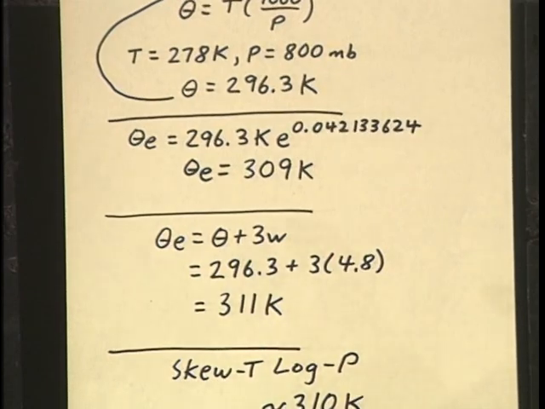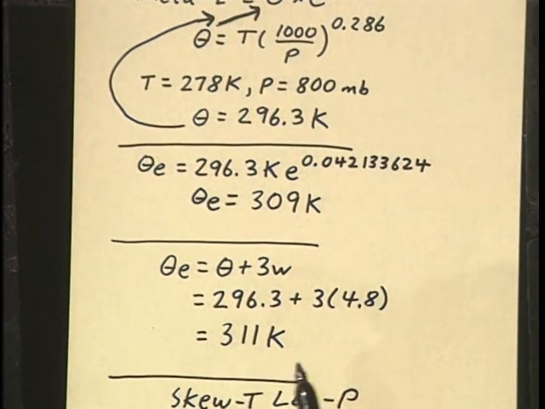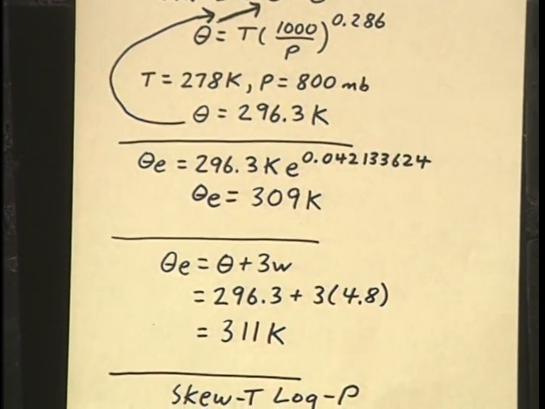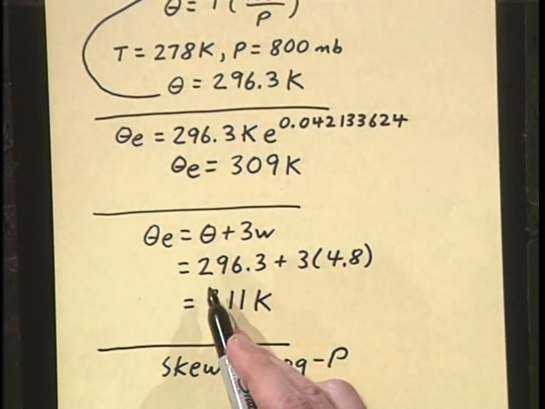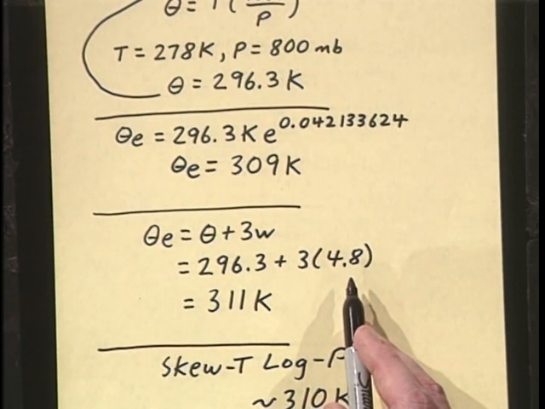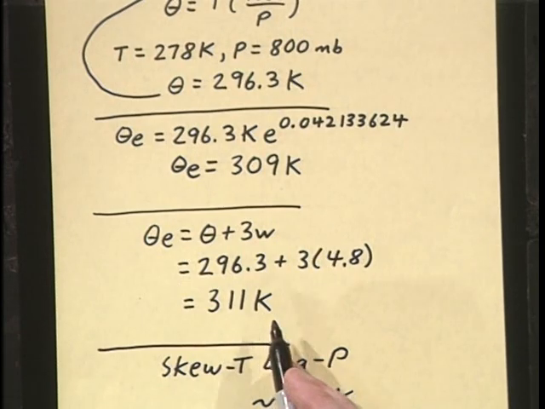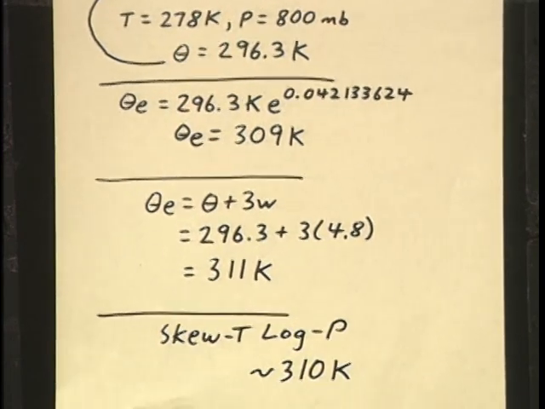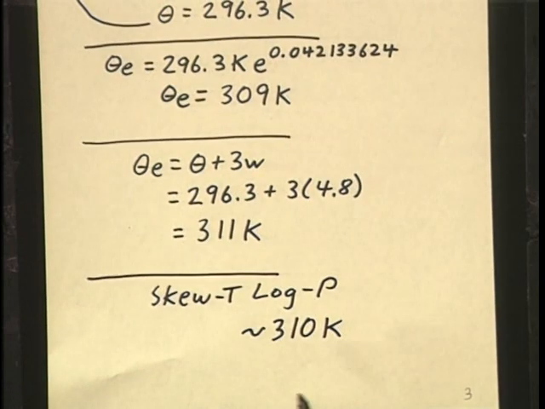Using these different equations, since this is a little bit more simplified equation than what we have up here, the answers may be a little bit off, but they should be fairly close together. So if we take our potential temperature 296.3 and add 3 times the mixing ratio, we get a value of 311 Kelvin. The theta E can also be solved on the skew-T log P. And when I solved it on the skew-T log P, I got a value of 310 Kelvin.